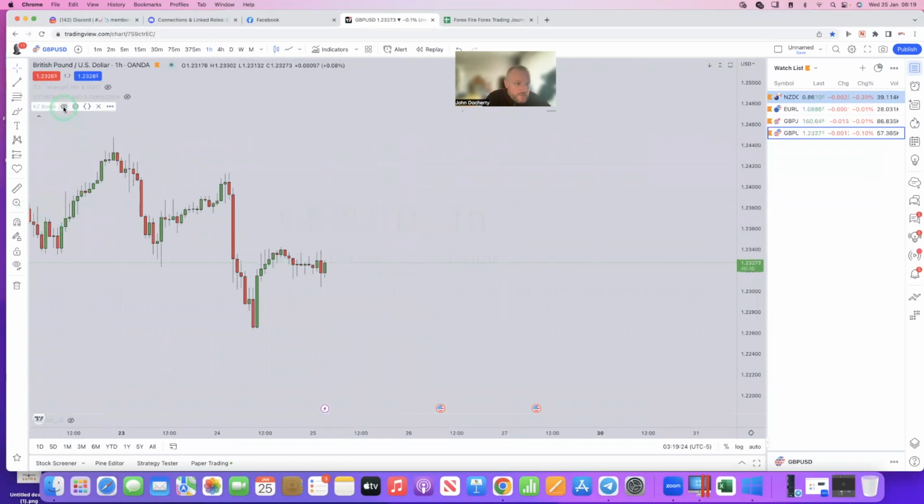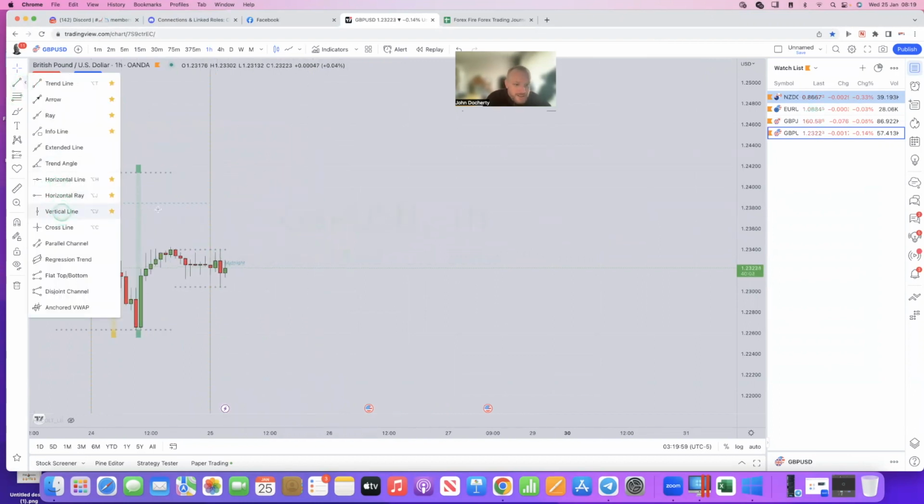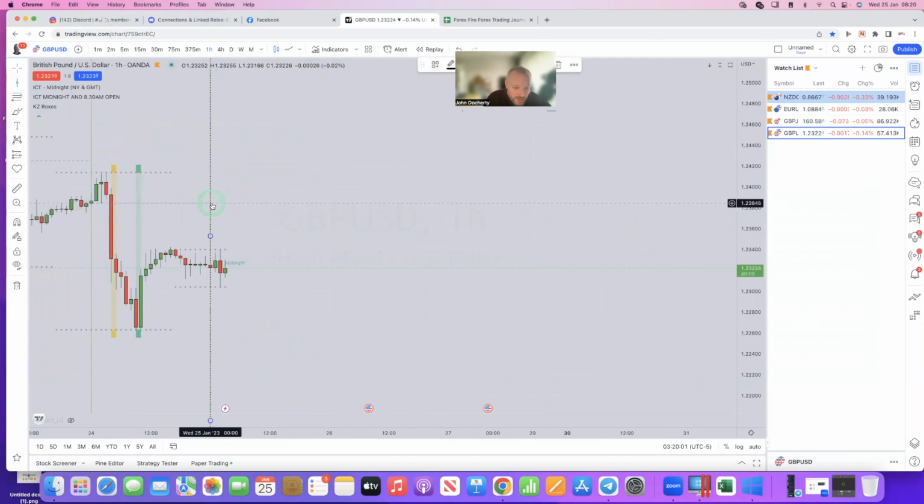Okay, so we've got a couple of indicators, kill zone boxes, and what the kill zone boxes do is show you the London Open and the New York Open. From there we have the ICT midnight, and what this is going to show you is the midnight open price, where these lines are. This is the midnight open price, and also I've got the GMT one. If we get our vertical line and place it on this line here, you will see it corresponds as we go down to the midnight.